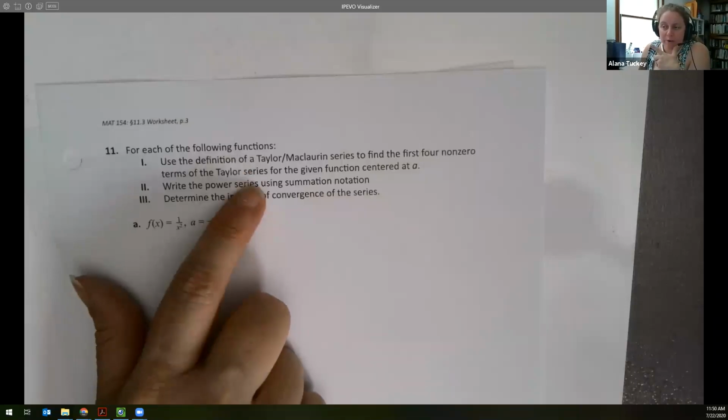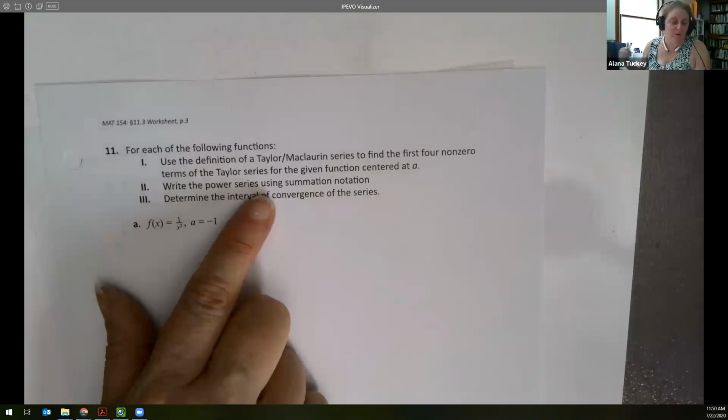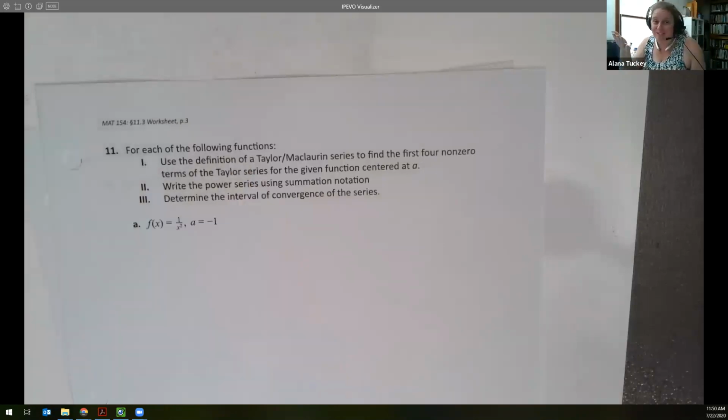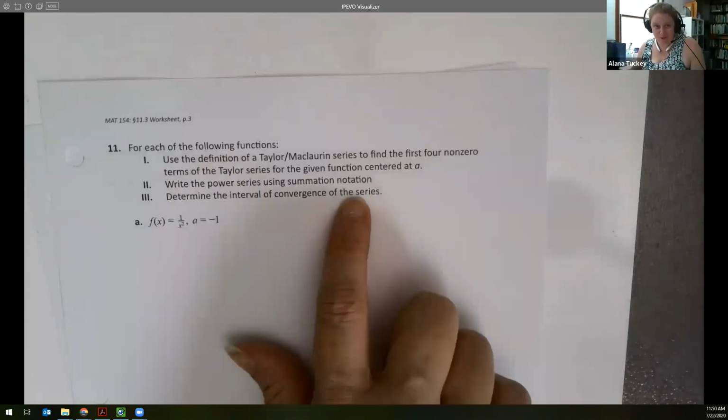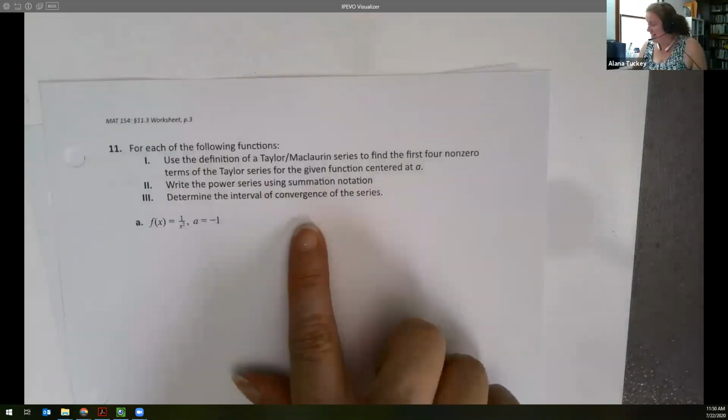We're going to write the power series using summation notation and determine the interval of convergence, which means you're going to have to do a ratio test just on the side as part of this much larger problem. Yep. All right. So this will be fun.